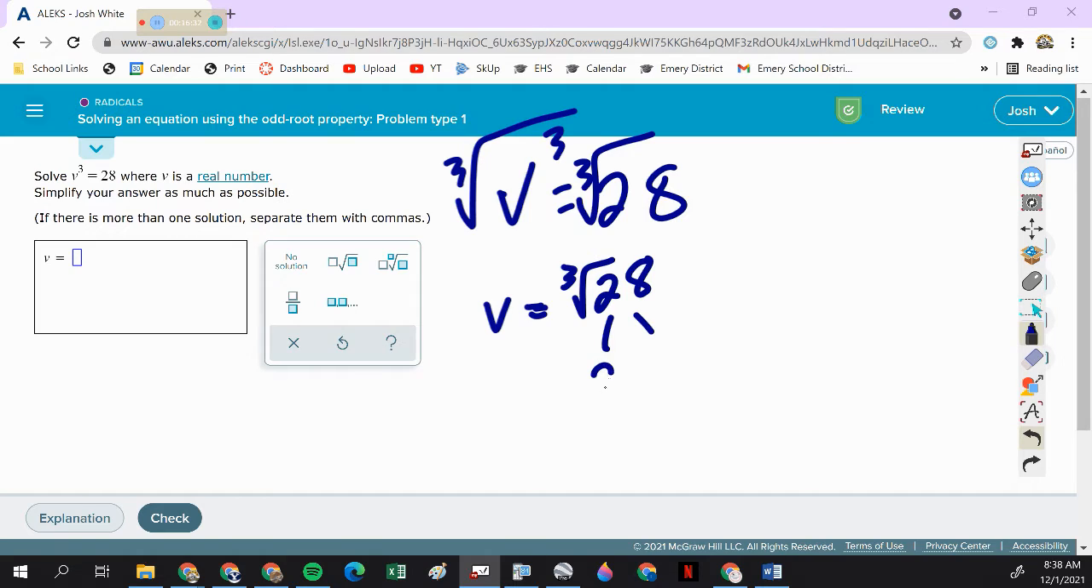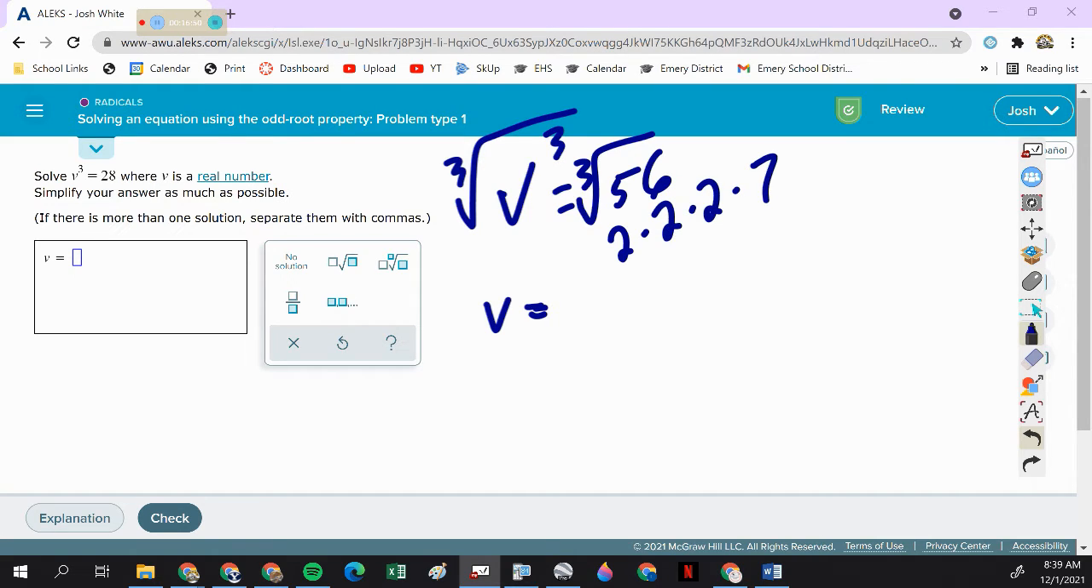28 is made up of 2 times 2 times 7. Can I bring anything out? No. What if this was 56? And I had 2 times 2 times 2 times 7. I can bring out one set of 2's. 2 times the 3rd root of 7. Okay?